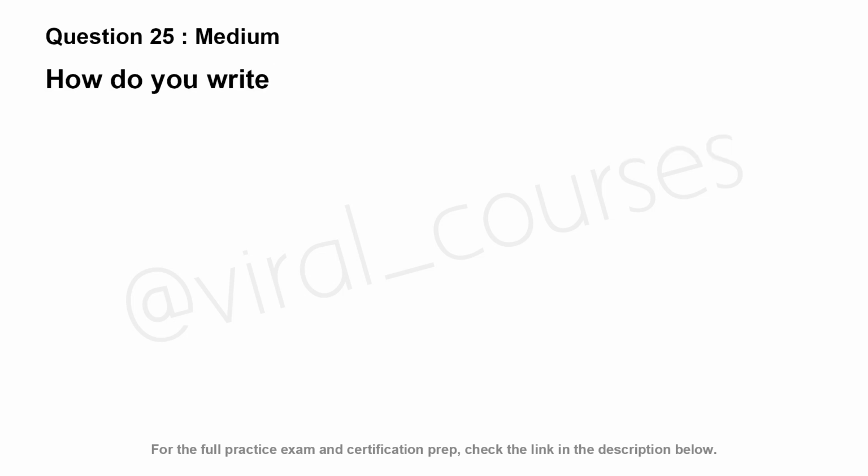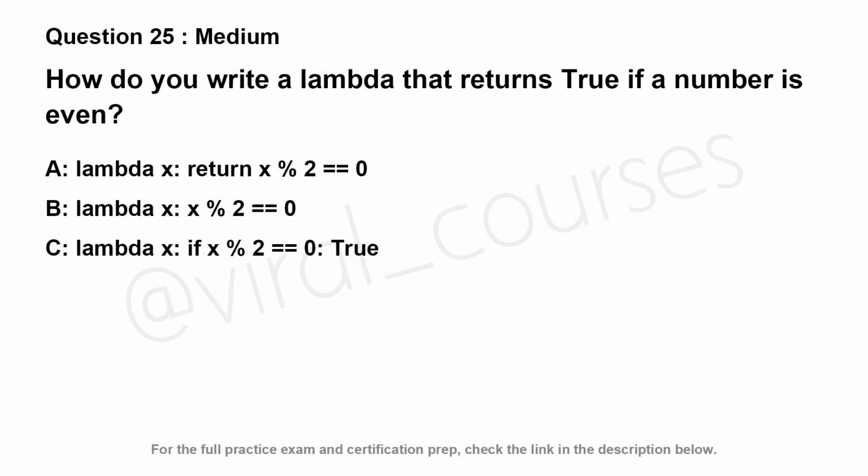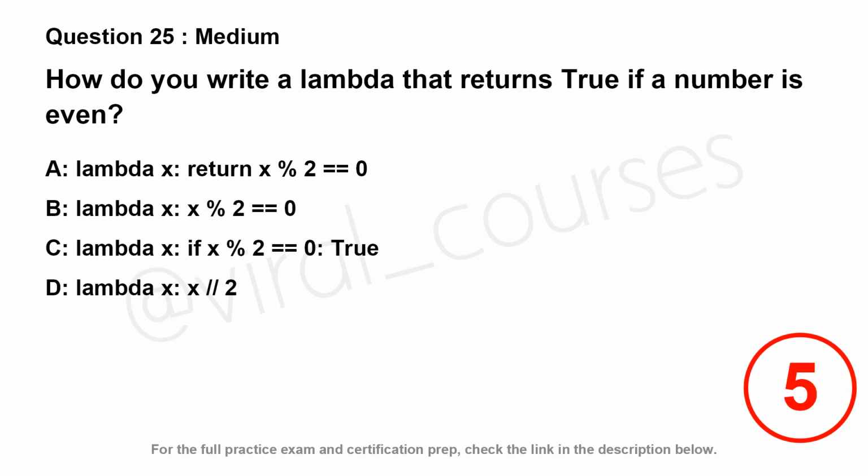How do you write a lambda that returns True if a number is even? Option A, lambda x: return x % 2 == 0. Option B, lambda x: x % 2 == 0. Option C, lambda x: if x % 2 == 0, True. Option D, lambda x: x / 2.